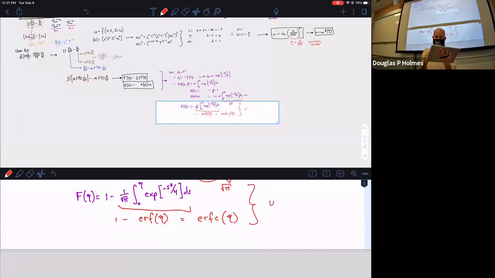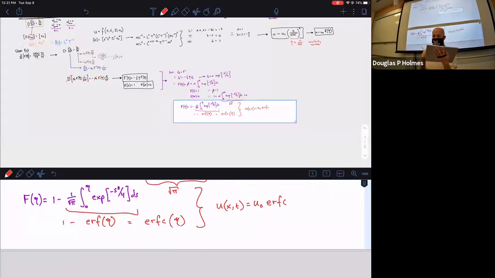we would find that U of x and t is equal to U naught times the complementary error function of eta. And since we want to put this back in terms of x and t, we can say that this is the complementary error function of x over 2 root Dt.